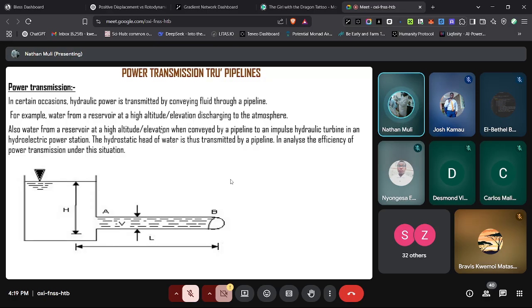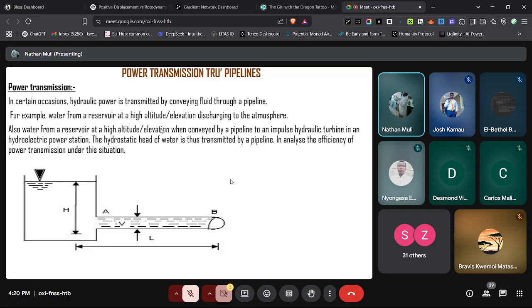Now, the next and last thing in our syllabus is power transmission through pipelines. You guys are becoming too learned. My friend, if you catch this, you'll be very learned. Even when you go for a master's degree, you will find it very easy.